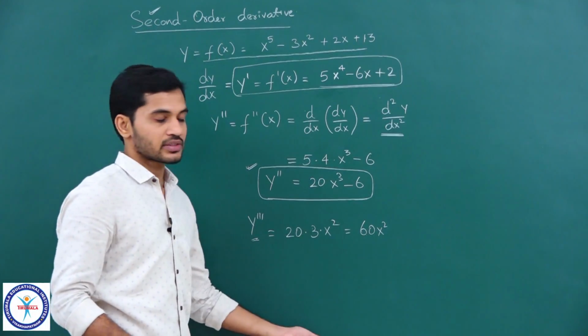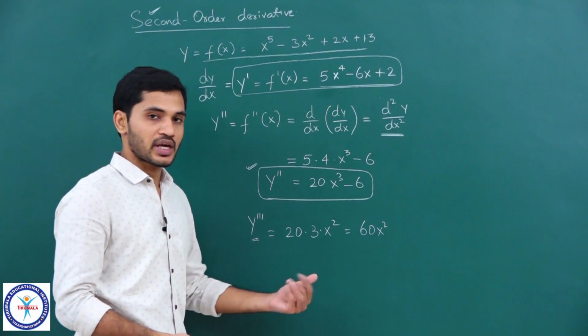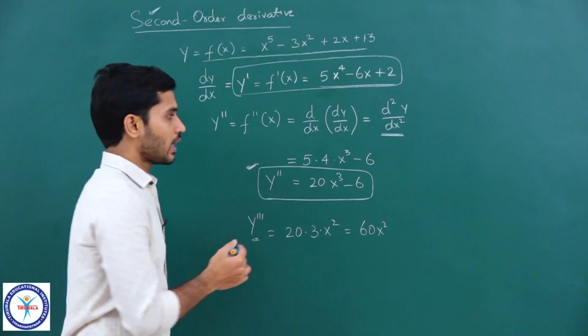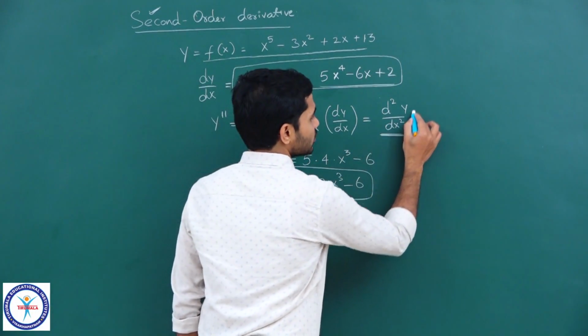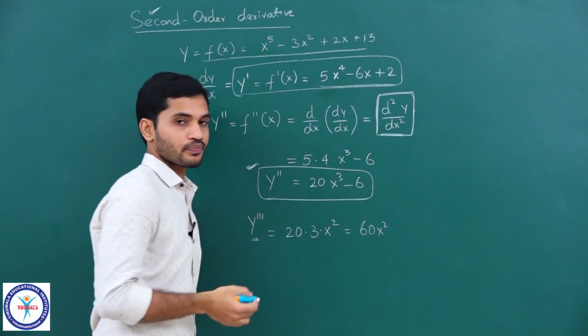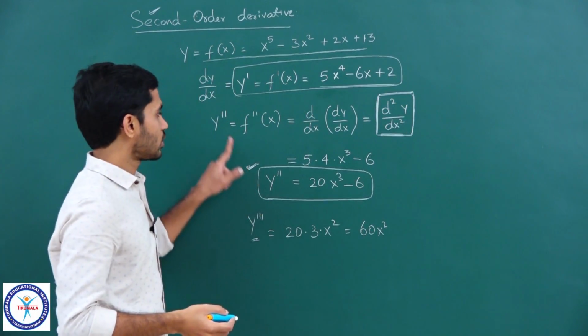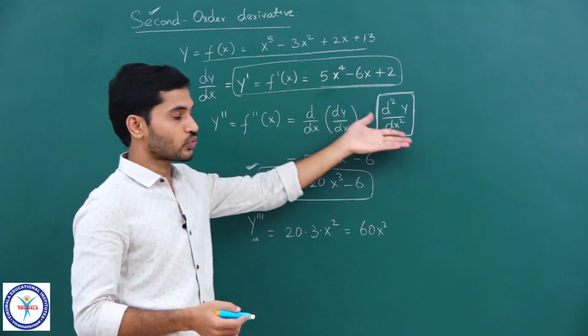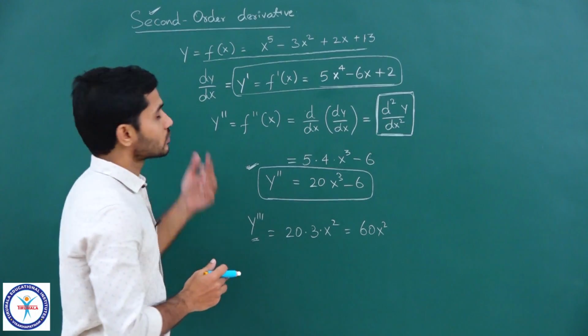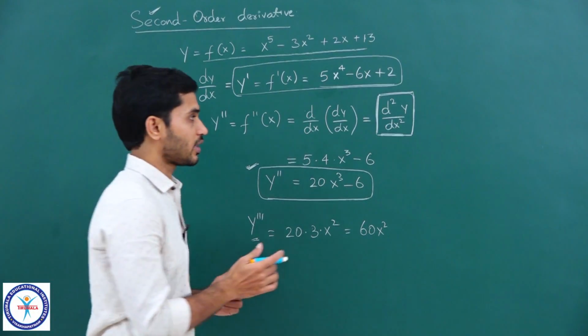You can differentiate this for any order which they ask you for, but as I told you, till here it is enough for us, and the representation is this. Please keep this in mind, d square y by dx square, right, y double dash, f double dash of x, d square y by dx square, all are same. Okay. So, that is the idea of second order derivative.